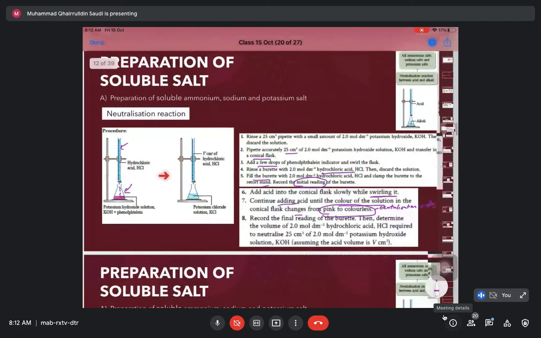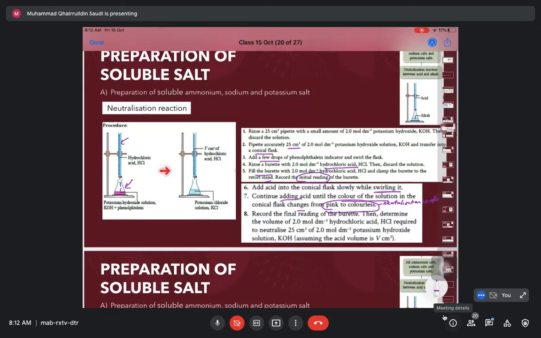Neutralization are complete ataupun dia dah jadi neutral. The solution dah jadi neutral. Kan mula-mula dia alkali, kemudian dia dah tukar jadi colourless. So meaning it is now neutral. Maksudnya neutralization dah complete. Dia dah reach apa point? Point apa nama dia? Endpoint. Good. Dia dah reach endpoint.